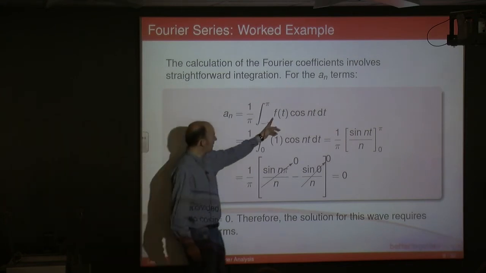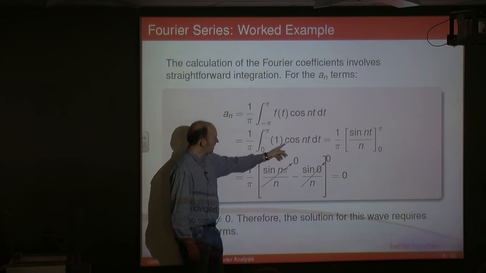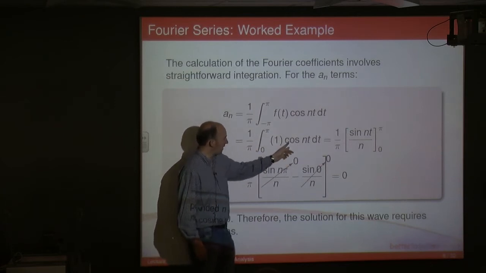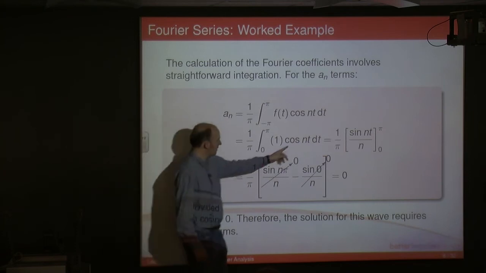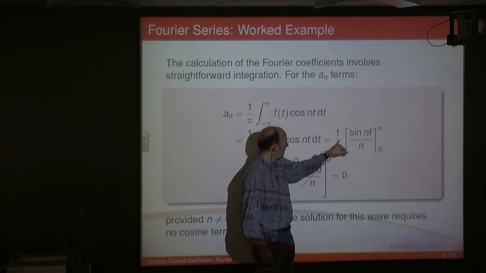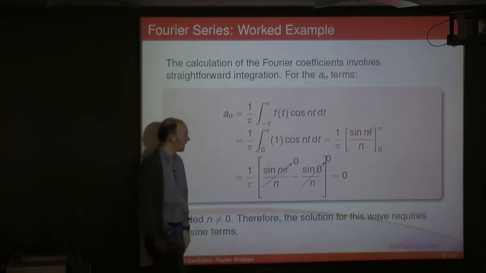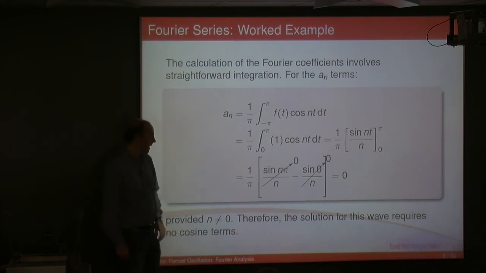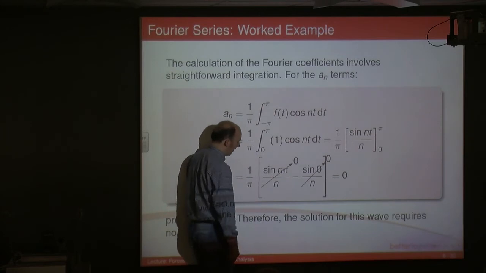Okay, f of t, my function, we know is 1 between those points, times cosine of nt. Well, the integral of cosine is sine. And obviously because I've got an n here, I've got to have an n on the bottom. Sine of nt upon n times 1 upon pi between 0 and pi is my integral. Well, if I plug pi into t, I get sine of n pi.